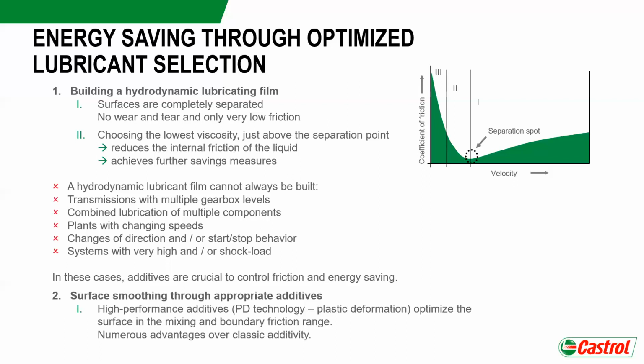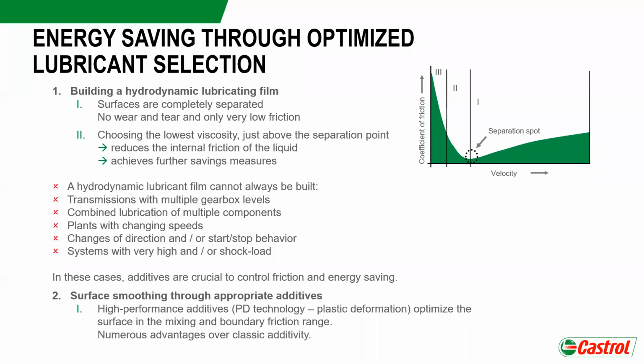If you have an application that has changing speeds, potentially also lots of stop-start actions, or reversing directions, you will also always run through boundary and mixed lubrication conditions. And you will not always be able to generate that fluid lubrication film that will completely separate your surfaces. And these are the times when you can really benefit from additives in your lubricant.